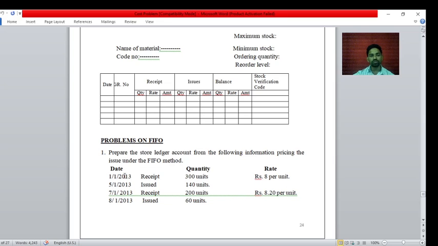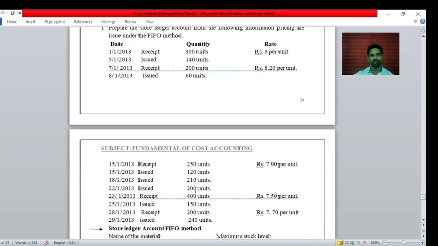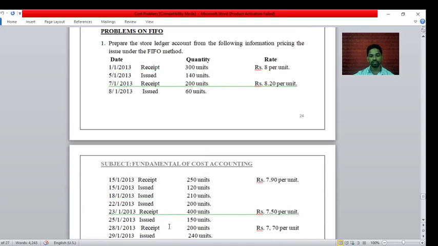The problem and information are given. It shows when they received material, when they ordered and when they issued, on which date, how much quantity, and at which rate they purchased or received from the vendors. This is the date column, this is the quantity column, and this is the rate column. Up to this is the problem.